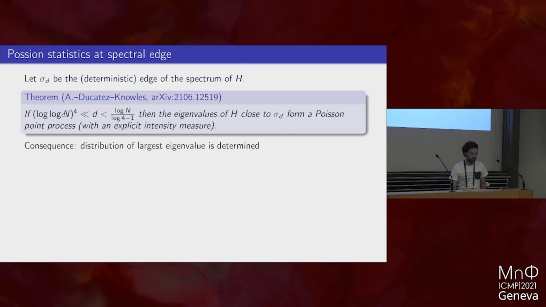As long as d is somewhat bigger than log n to the 4, which we think is due to some technical constraints, and as long as d is smaller than this threshold where the eigenvalues start to leave -2, the eigenvalues close to the spectral edge sigma d form a Poisson point process, and we can also determine the intensity measure explicitly. As a corollary of this result, one also gets the distribution of the largest eigenvalue, or of the second or third largest eigenvalue, and so on, or of their joint distributions, by just working with the Poisson point process.